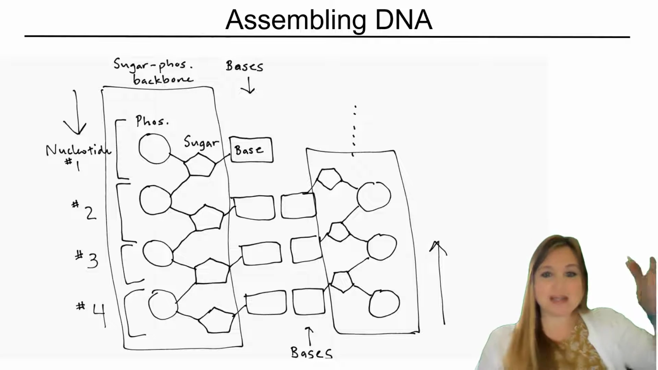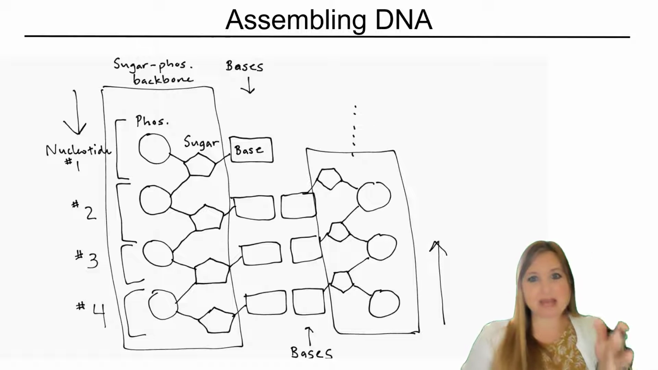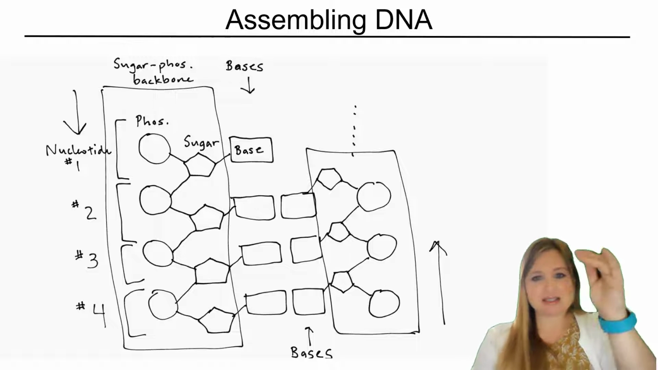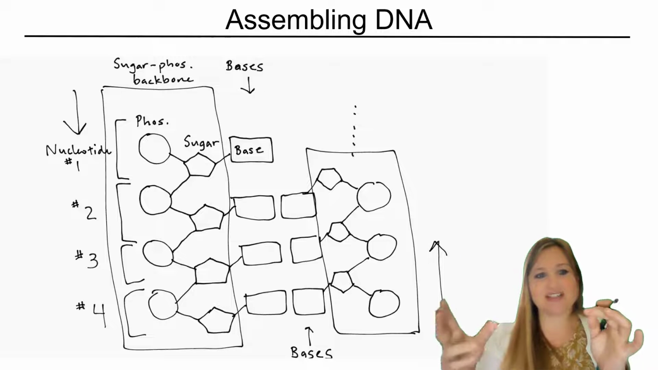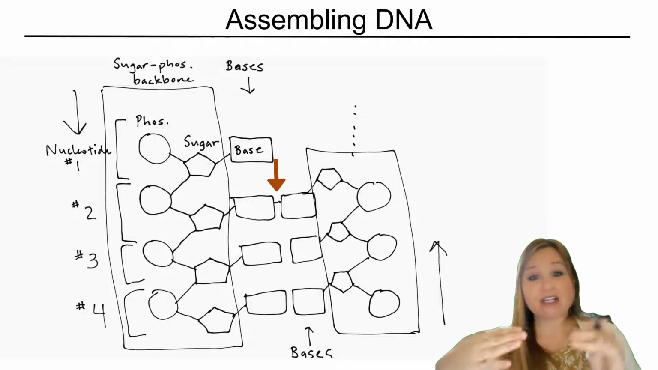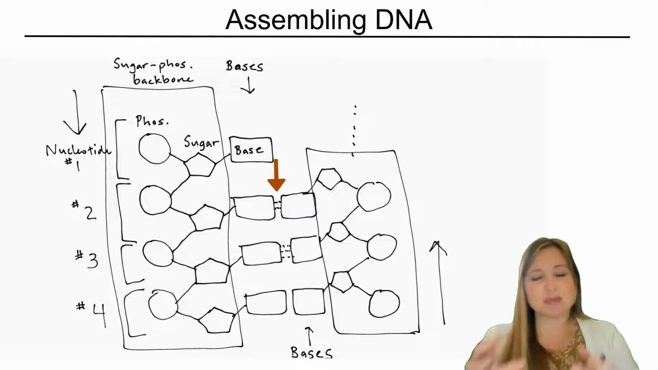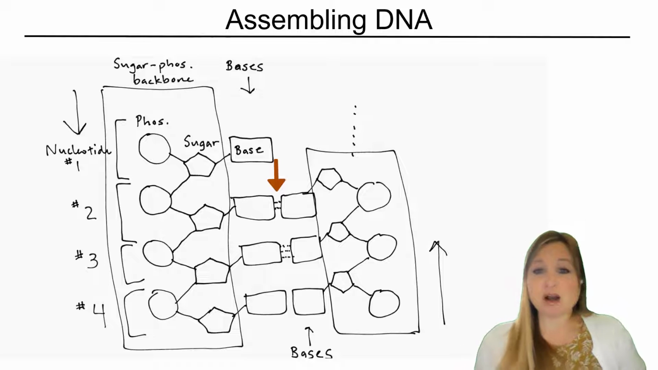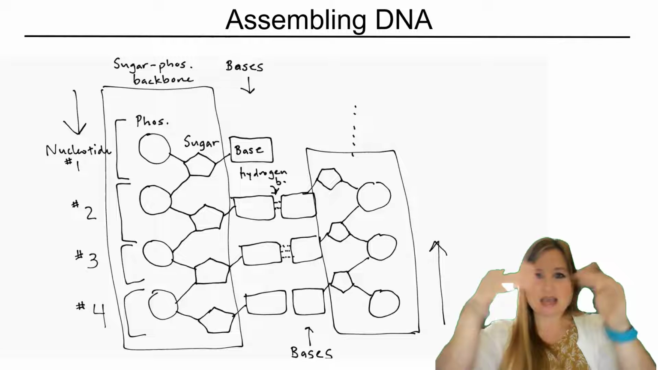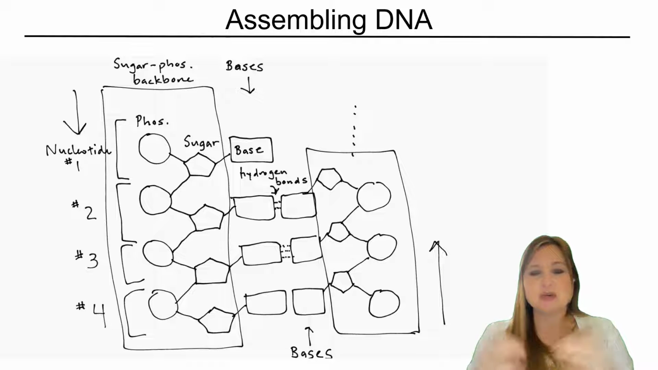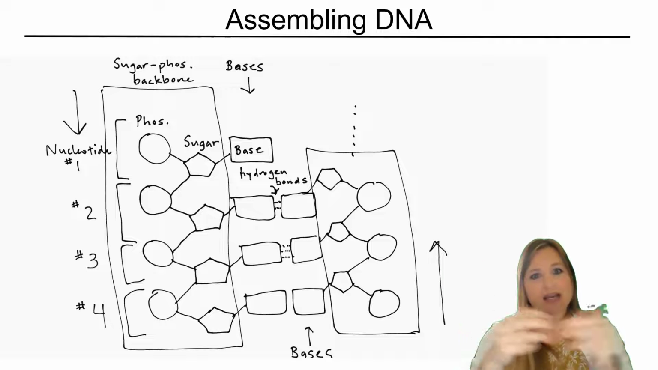And the bases that are sticking out of the sugar phosphate backbone of one strand of DNA, those bases are going to bond to the bases that are sticking out of the other strand's sugar phosphate backbone. Now that's a hydrogen bond. So hydrogen bonds are really important, especially in biology, because they help to hold molecules together, but it is a relatively weak bond. So it's not like a covalent bond that's very difficult to break. Hydrogen bonds can be broken, and that's why those two strands are held together by hydrogen bonds between the different bases on one strand and the other strand.